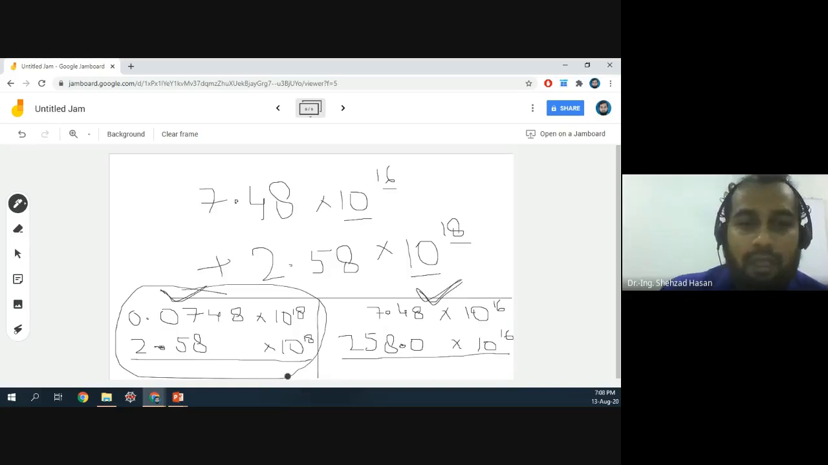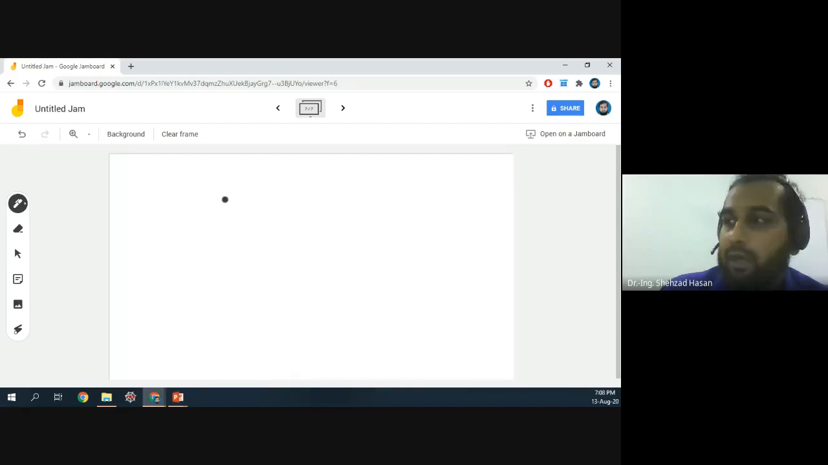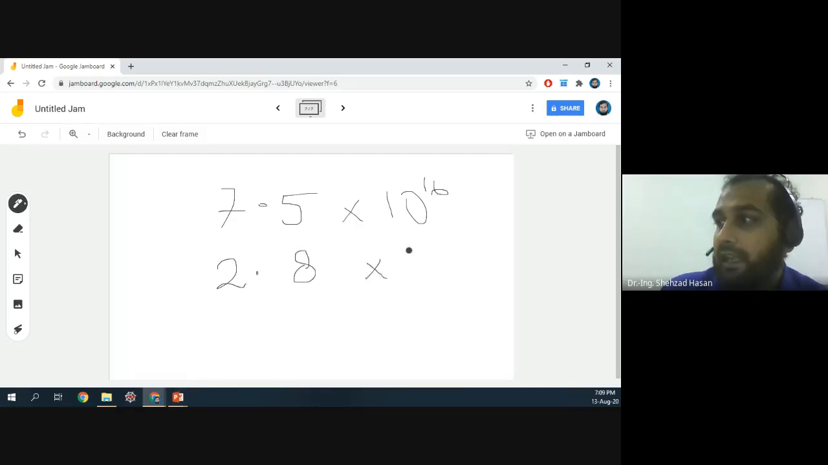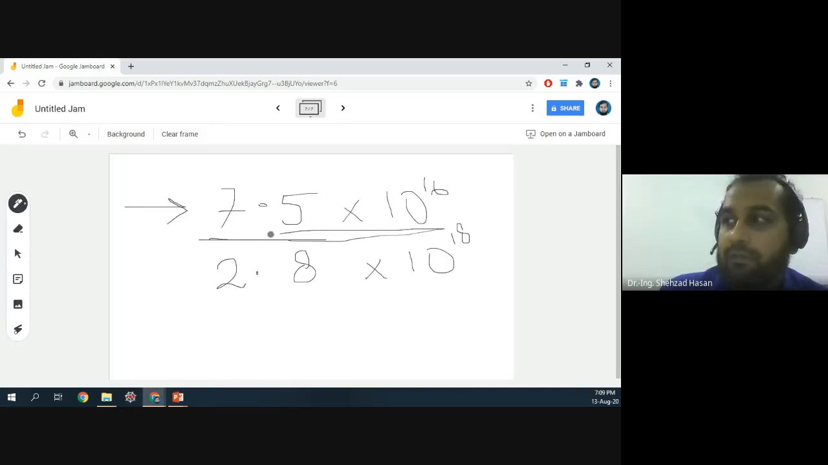Why? Okay, so there is a technical difference here. Now when we have two numbers like 7.5 into 10 to the power 16, I forgot what that number was, but I'm coming up with another example: 7.5 into 10 to the power 16 and something like 2.8 into 10 to the power 18. So we go with shifting the smaller number. Now when you're going to shift the smaller number, we are calling this smaller because of this.